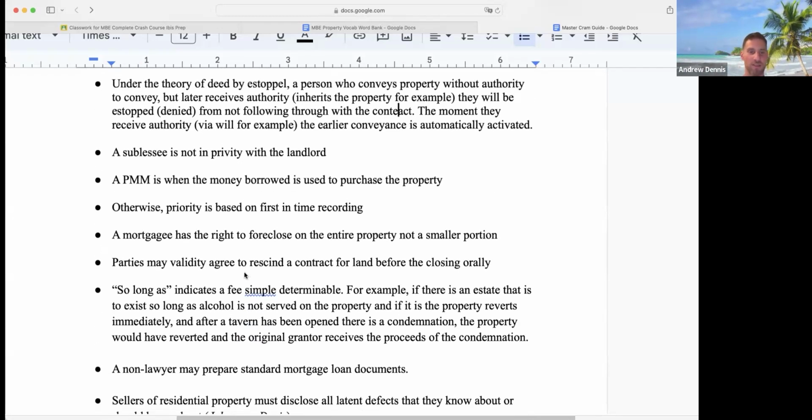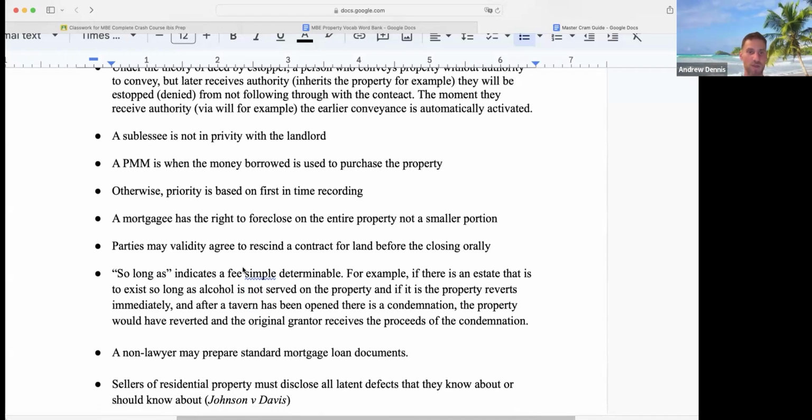All right. So a sublessee is not in privity with the landlord, right? We talked about that, but an assignee would be. A purchase money mortgage is when money borrowed is used to purchase the property. Otherwise, priority is based on first in time recording.